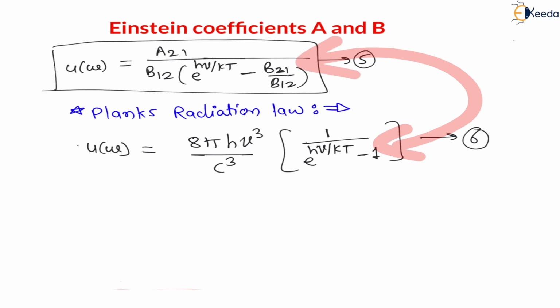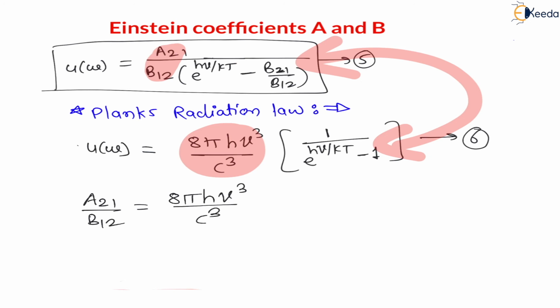I will compare this Planck's radiation law with equation number 5. If I compare these two equations, this factor A21 divided by B12 will be equal to this factor. Therefore, here I am getting the relation A21 divided by B12 is equal to 8 pi h nu cube divided by c cube. Let us say this is our seventh equation.